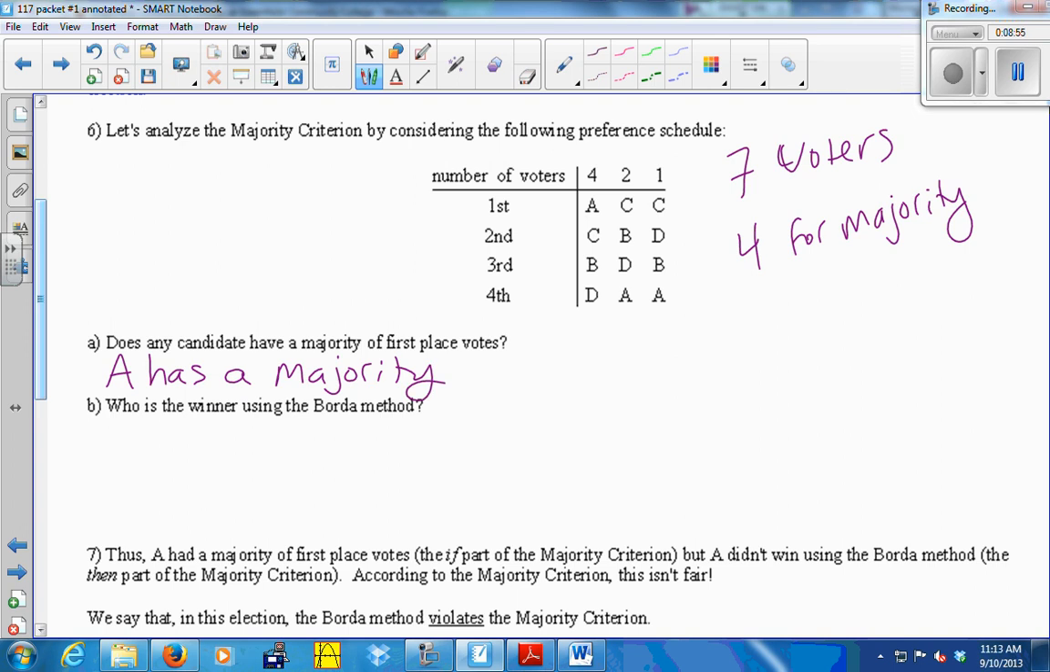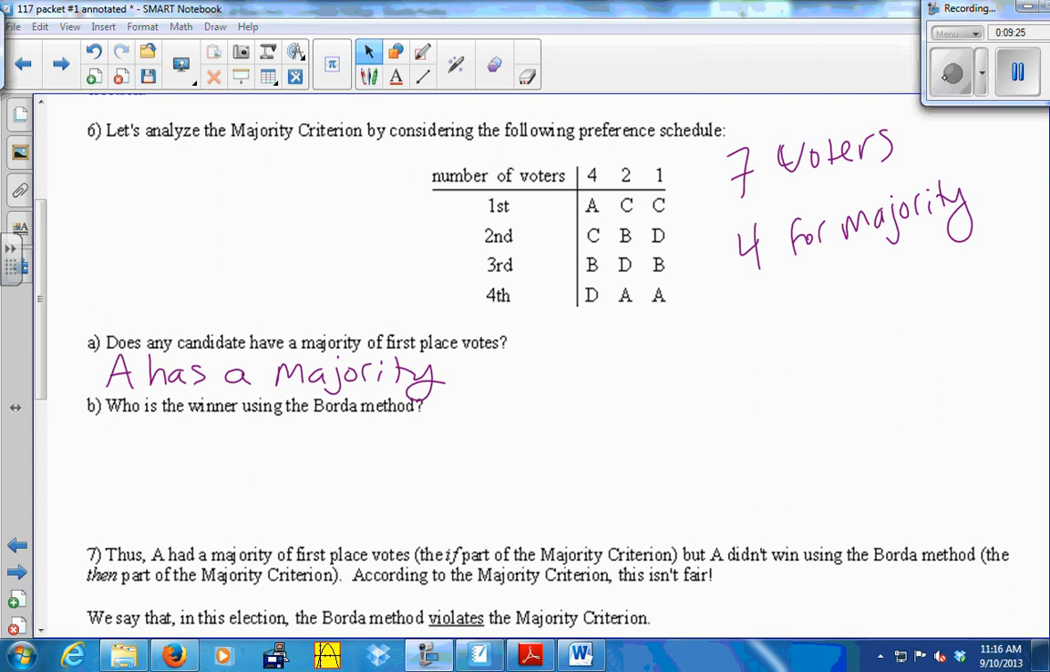Okay, so my majority criterion says that A should be the winner. In any fair election, A should win. Does that make sense? If someone has a majority, then they should be the winner. Okay, so let's calculate the winner using Borda count method. Okay, so this is a good time for you to try to remember how to do Borda count. And I want you to take 2 or 3 or 5 minutes in your groups and figure out the winner.